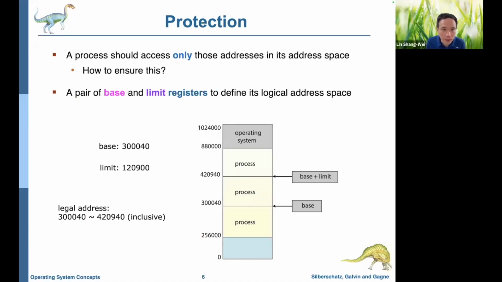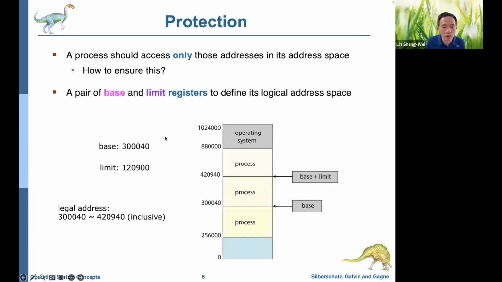If we want to do this protection, what do we need to do, and what kind of support is provided by the CPU? For protection, we need to make sure that a process can only access its own addresses. You cannot access the address space of other processes or even the kernel. So how do we ensure this? To provide this protection, we need a base register and a limit register.